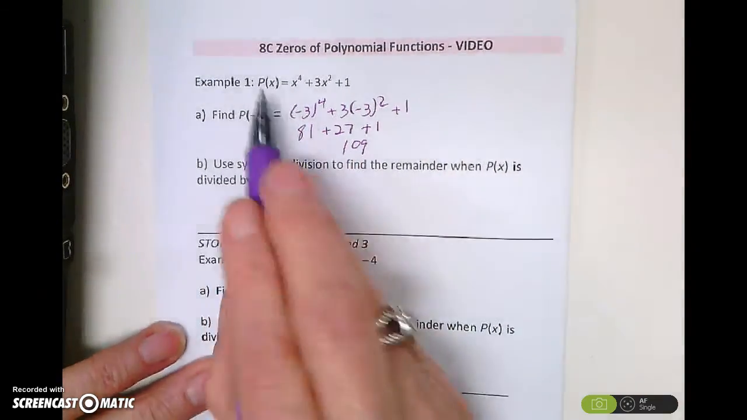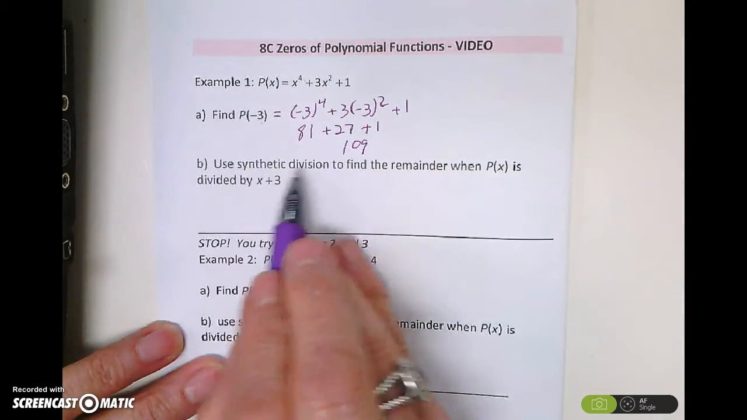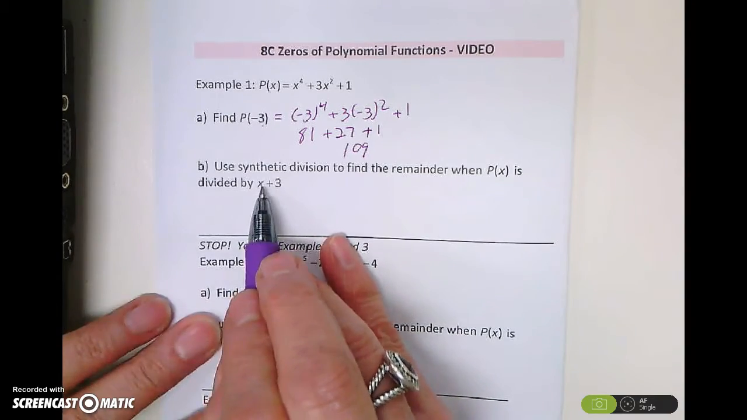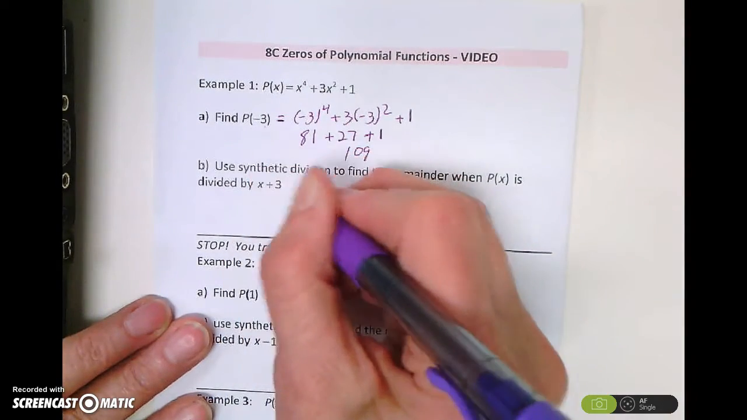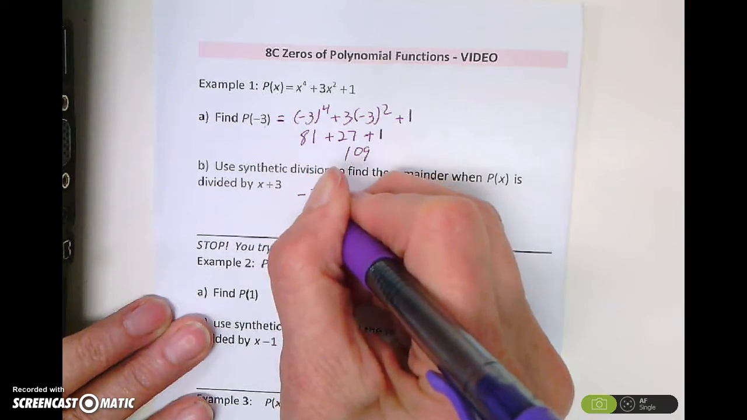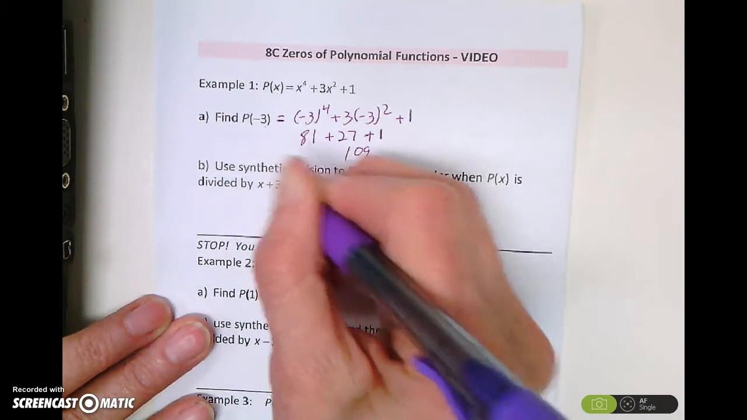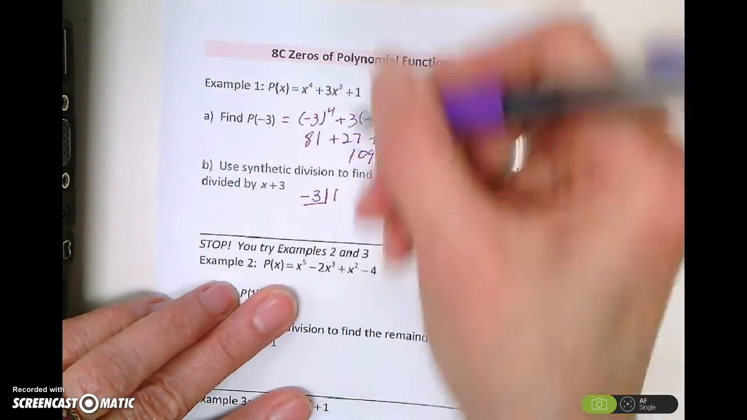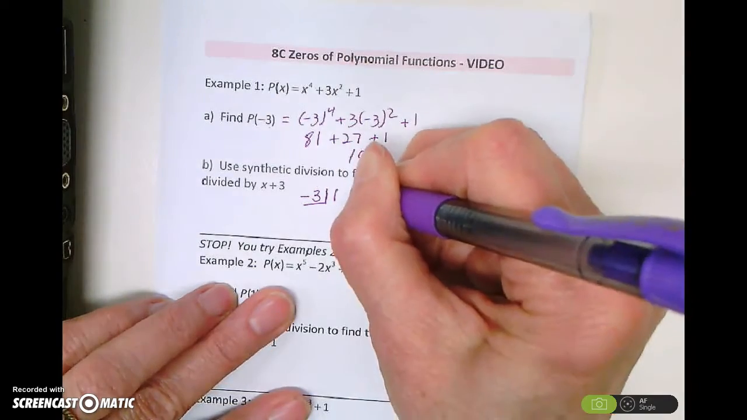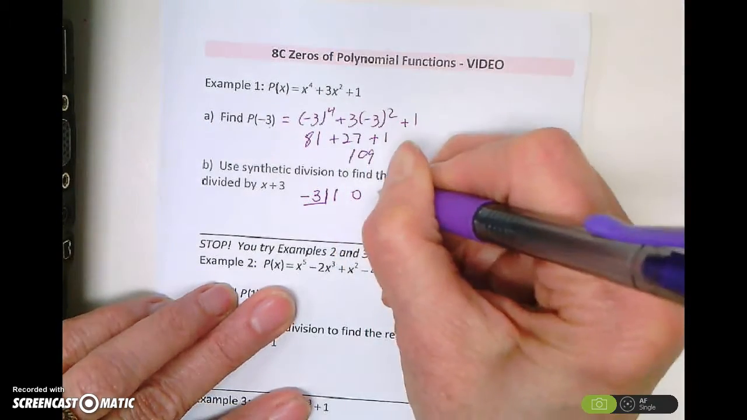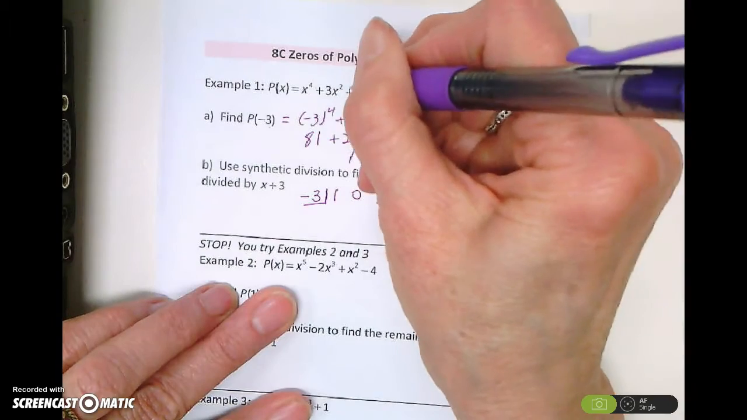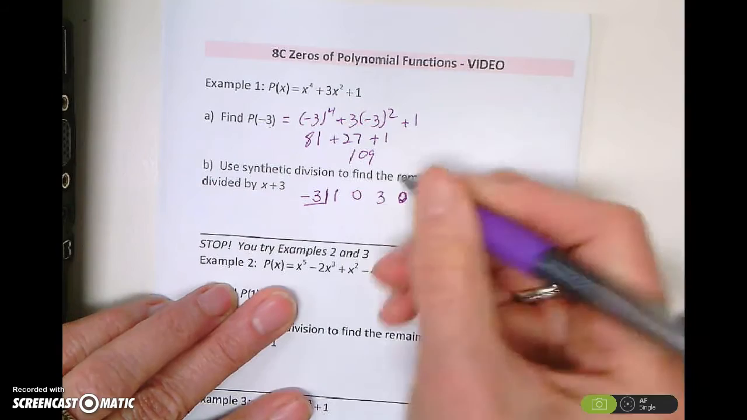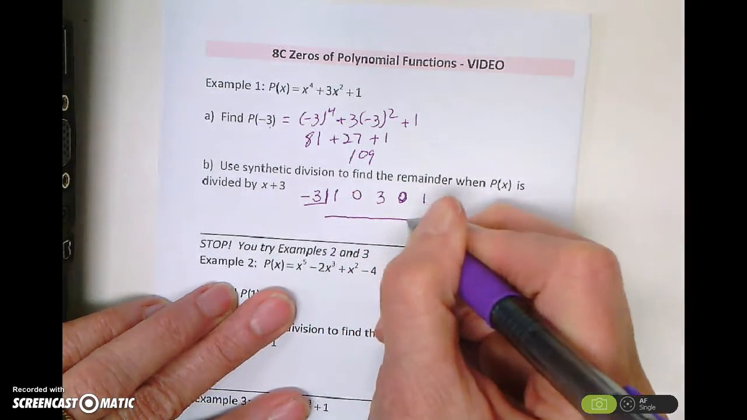In part B, we're going to take the same polynomial, and this time we're going to divide it by x plus 3 using synthetic division. So remember, when we divide by x plus 3, we're going to have the opposite, negative 3, in the box. And up here, I'm going to notice I have x to the fourth, so that's 1. I have no x to the third, so that's 0. I have a 3 x squared. I have no x's, so another 0, and 1. So don't forget your zeros to fill in the spaces.